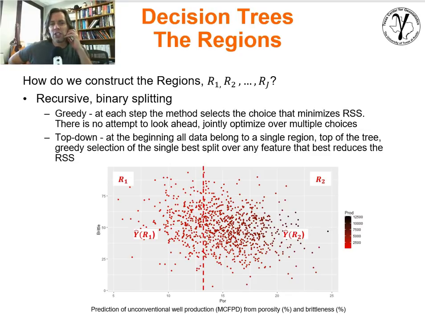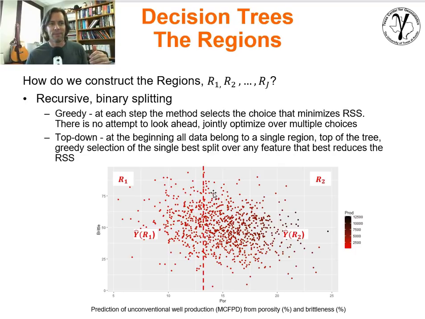So how do we construct these regions? A little bit more on how we get the regions. We want to minimize the error, but how are we going to build it? Well, we're going to do recursive binary splitting. We're going to start with everything in the same region, and then we're going to pick a boundary that we can move around on each one of the features. We can move it around on brittleness, moving it up and down. We can move it around on porosity.